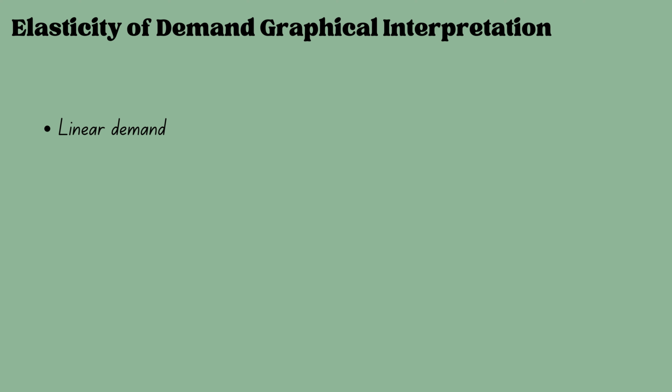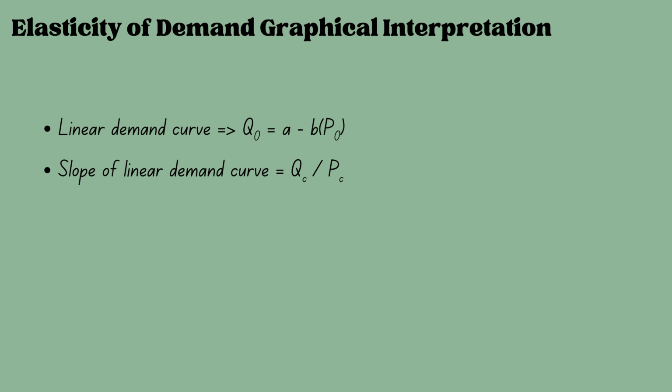Let us understand elasticity of demand graphically. We know that the linear demand curve has the equation Q0 is equal to A minus B into P0. Using the concepts of the equation of a line, we can find the slope of this equation, which would be equal to QC upon PC is equal to minus B.